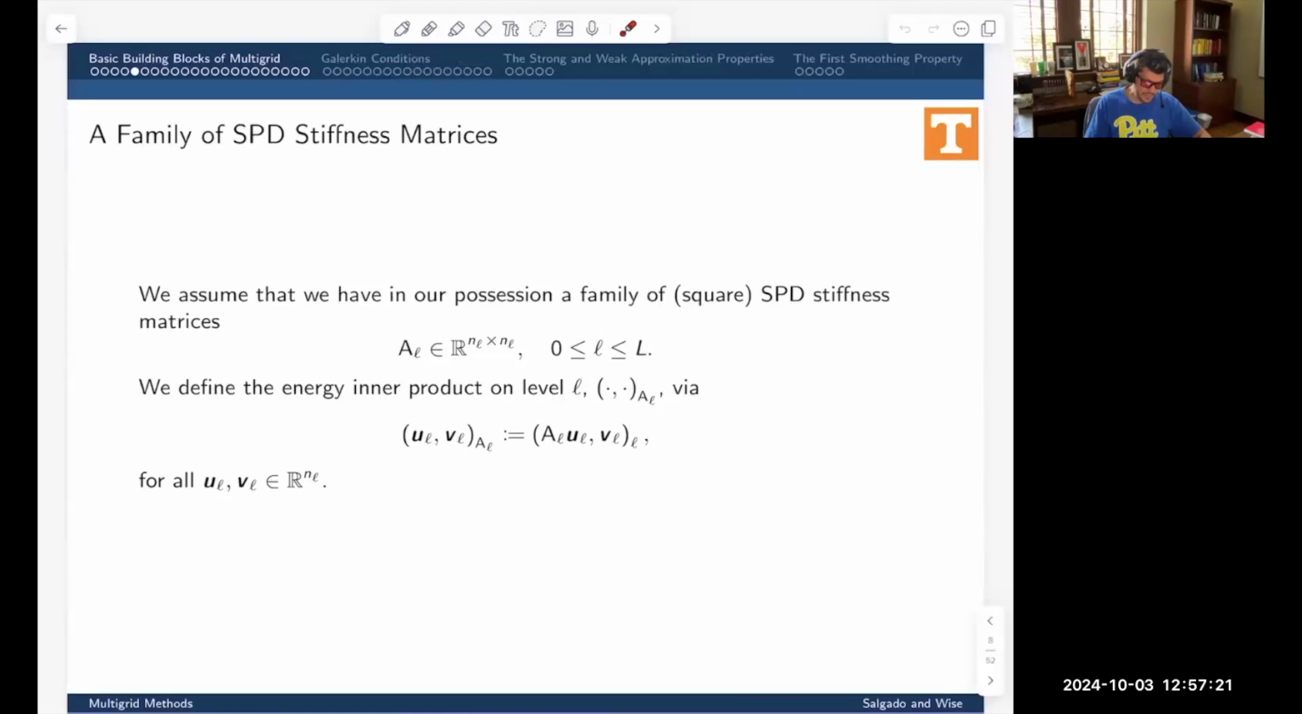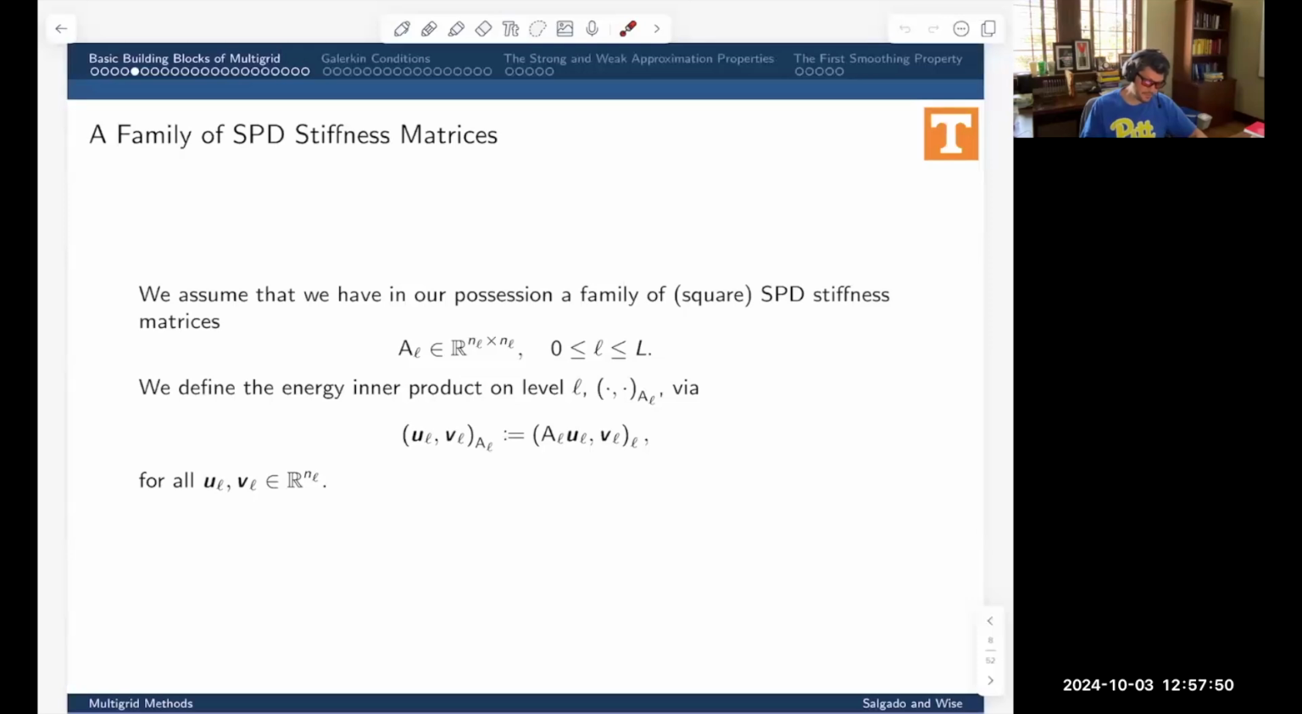We supposed that we had a family of symmetric positive definite stiffness matrices, one matrix for every multigrid level. Now we have levels going from 0 all the way up to capital L. Previously, capital L was for us, at least in the 2-grid method, just equal to 1, and now L can be strictly greater than 1. So it could be like 10, for example.